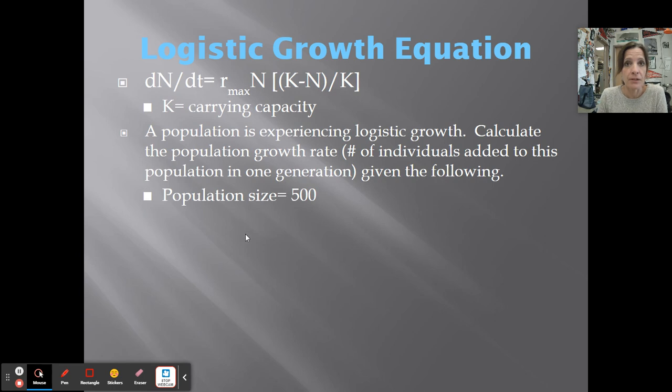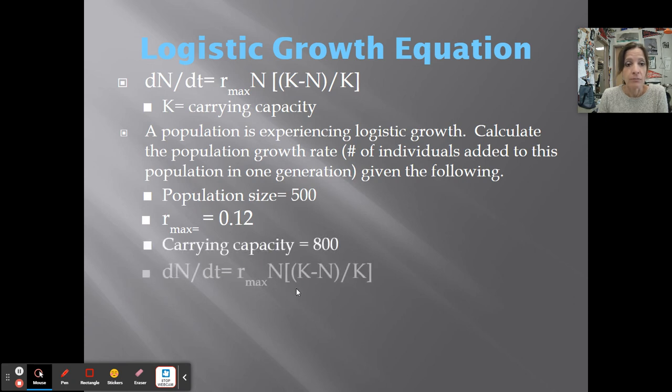So let's say your population size is 500, your R max is 0.12, and your carrying capacity is 800. So you're going to use this equation, go ahead and plug everything in and see if you can find out how many individuals will be added after 1 year. So go ahead and pause the video and try the question.